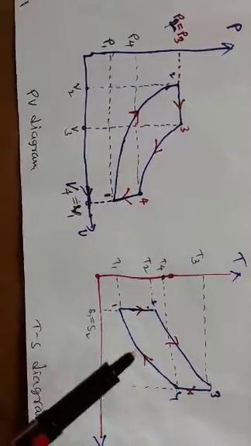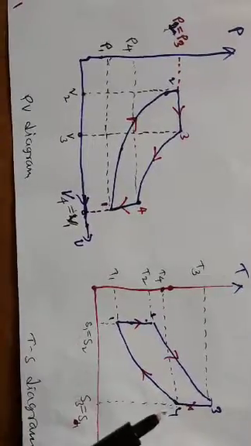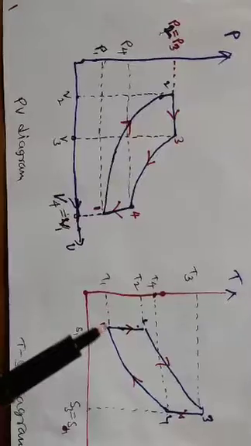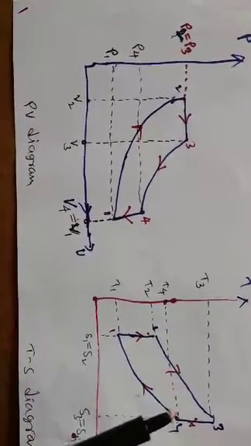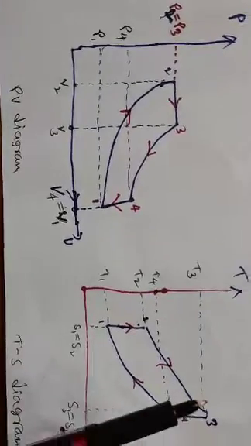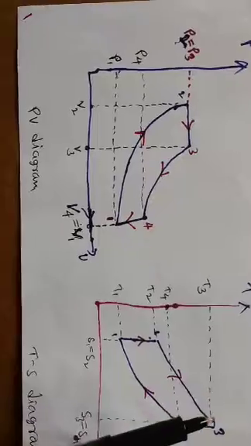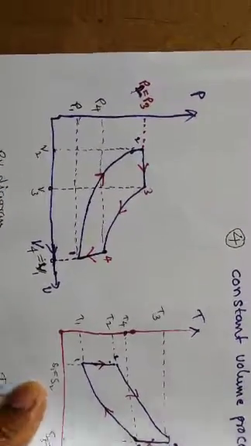This is about the TS diagram. Here, for points 1 and 2 the entropy is not constant, but for points 3 and 4 the entropy is constant. At point 1 the temperature is T1, at point 2 it is T2, at point 4 it is T4, and at point 3 it is T3. So the maximum temperature is T3. So this is our PV diagram and TS diagram. Let us see the next slide.